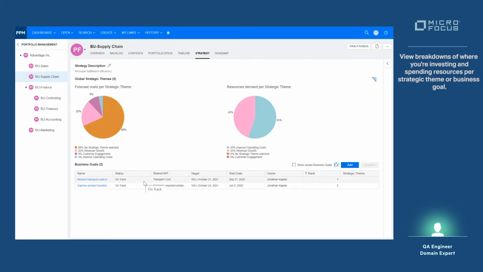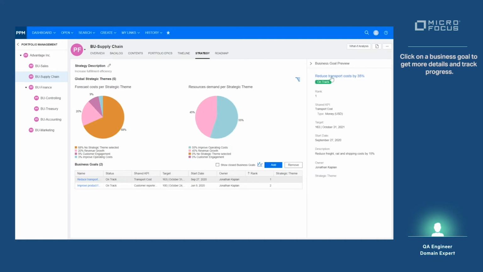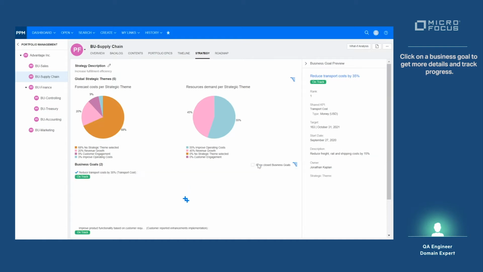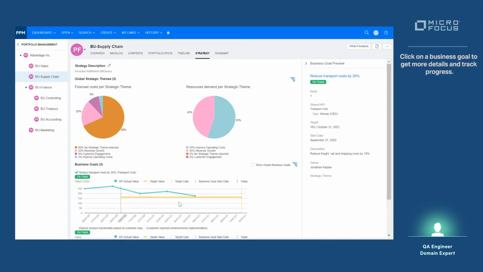Now below that, I also have the business goals related to this portfolio of work. If I click on any of the business goals, I can view more details about them, start dates, end dates, etc. And I can also view this in a graphical representation, so I can look at information such as the target values and also the tracking against the values as to progress towards hitting and reaching that target.